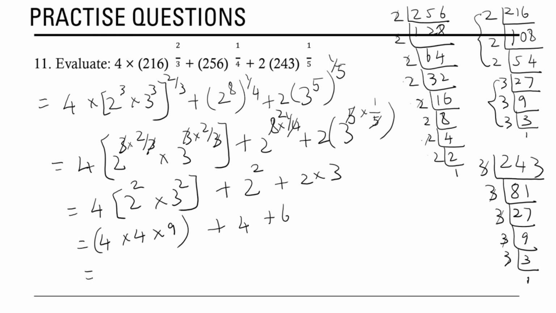So the value of 4 into 4 into 9, 16 into 9, it is 144 plus 4 plus 6. This is equal to 154. So we have evaluated the value of 4 into 216 whole raised to 2 by 3 plus 256 the whole raised to 1 by 4 plus 2 into 243 the whole raised to 1 by 5. And we have got the value as 154.